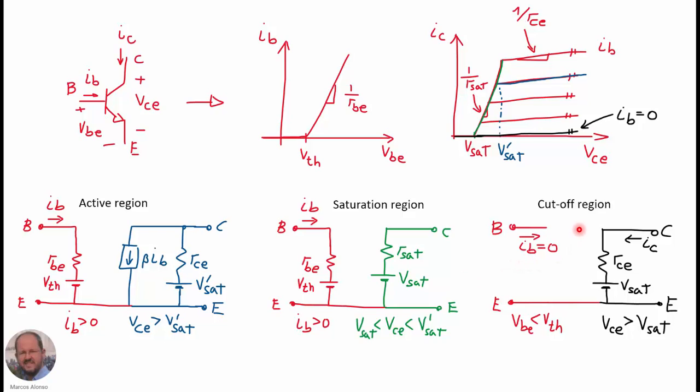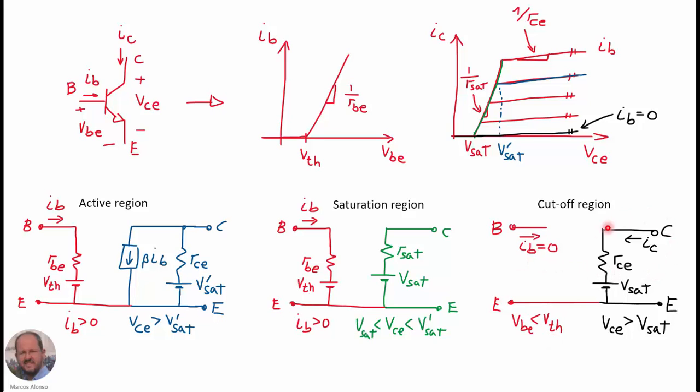And finally, the cutoff region is when we have no current circulating through the base. So in this case we are operating in this part here, so the voltage between the base and the emitter is lower than the threshold voltage, so the current is negligible. So we can represent the transistor between the base and the emitter as an open circuit, and the condition is that the voltage between the base and the emitter has to be lower than the threshold voltage.